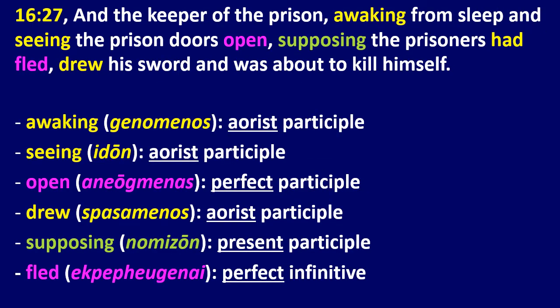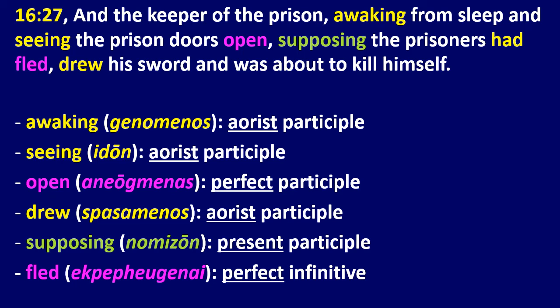Verse 27, and the keeper of the prison, awakening from sleep and seeing the prison doors open, supposing the prisoners had fled, drew his sword and was about to kill himself. And here you have a variety of verbs used, 3 different verb tenses and their forms. You have the aorist tense form in yellow again, and the bright pink or purple there. You see the perfect tense used twice, and one time the present tense used.